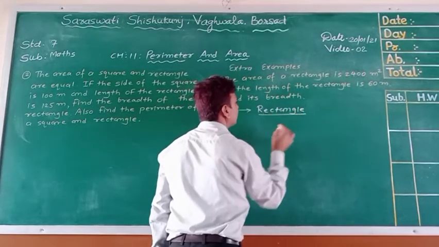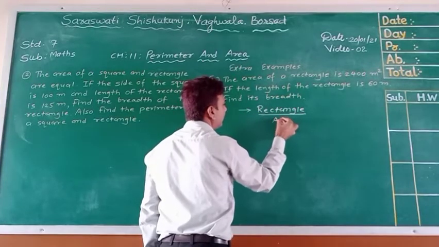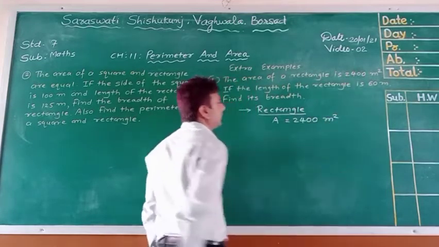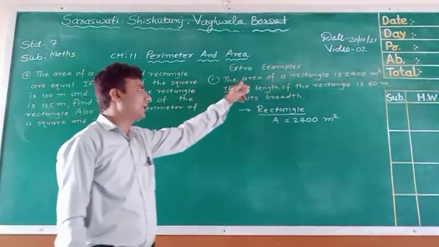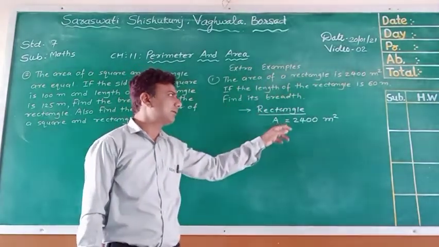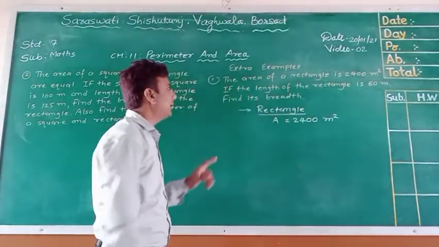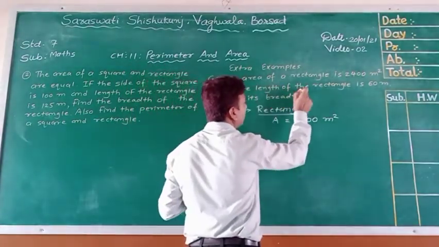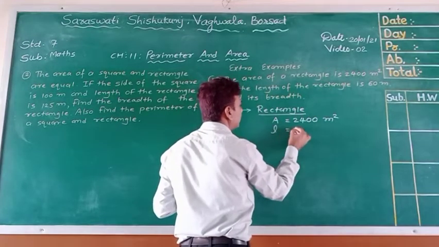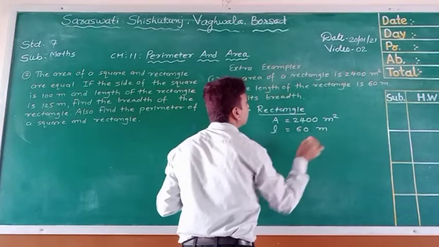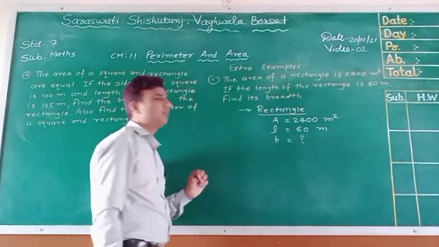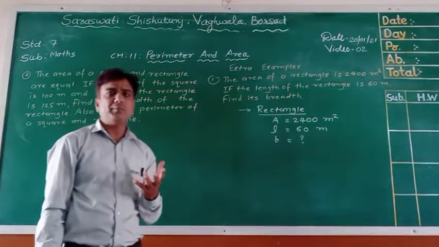Rectangle figure is given. In this rectangle figure, area measurement is 2400 meter square. In the rectangle, the area of rectangle is 2400 meter square. Next, the length of the rectangle is 60 meter. Find its breadth. Yes, breadth is not given. This breadth we have to find. So easily, beta, we can find it here.